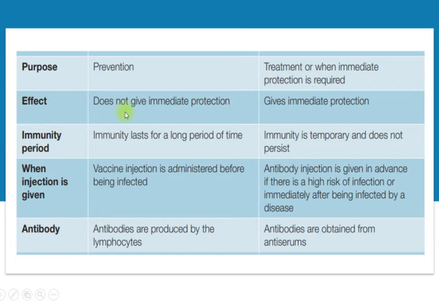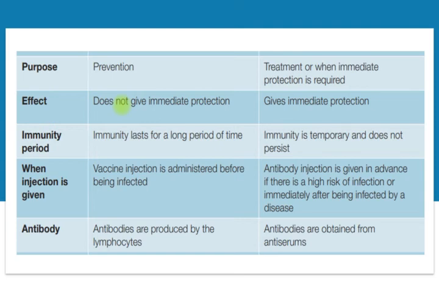Then we go to the effect of the artificial active immunity. It does not give immediate protection, because the vaccine is injected to stimulate the lymphocytes to produce the antibody. To produce the antibody, the lymphocytes need a period of time.